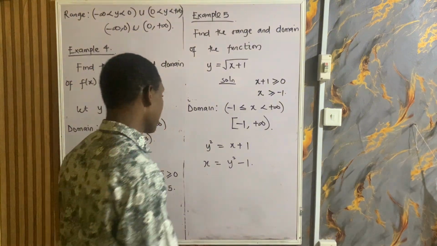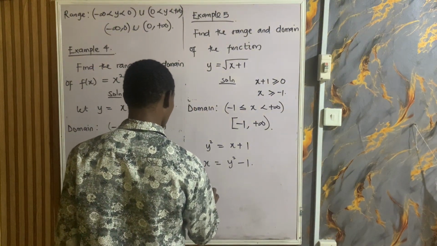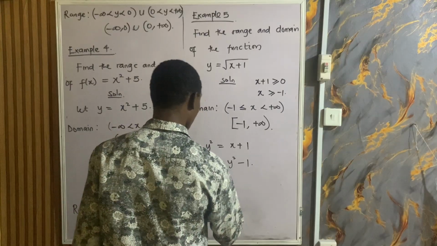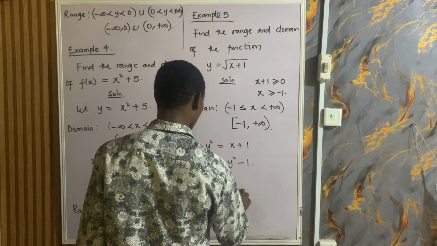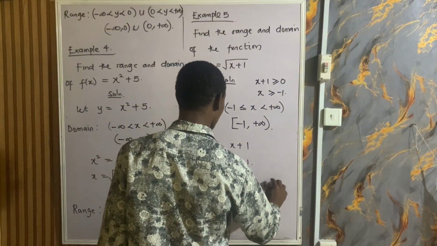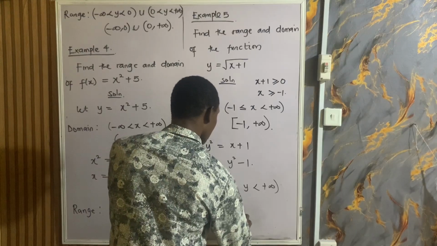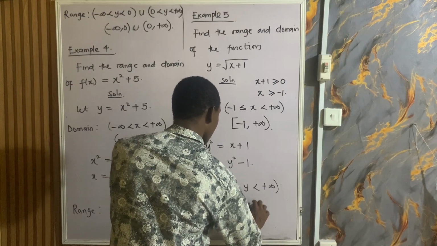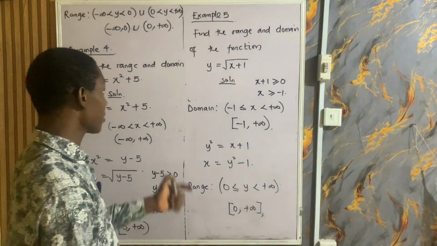So hence, we're going to say our range here is going to be 0 less than or equal to y less than positive infinity. And that is going to be 0 inclusive, then positive infinity. This is my answer. So that's about this question.